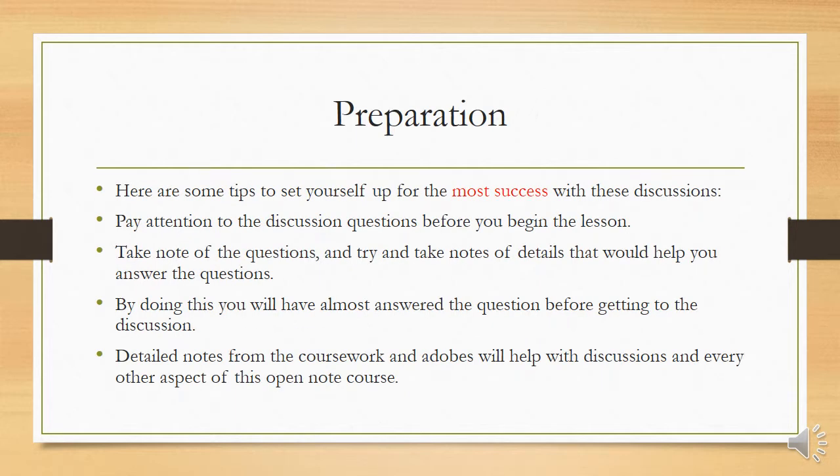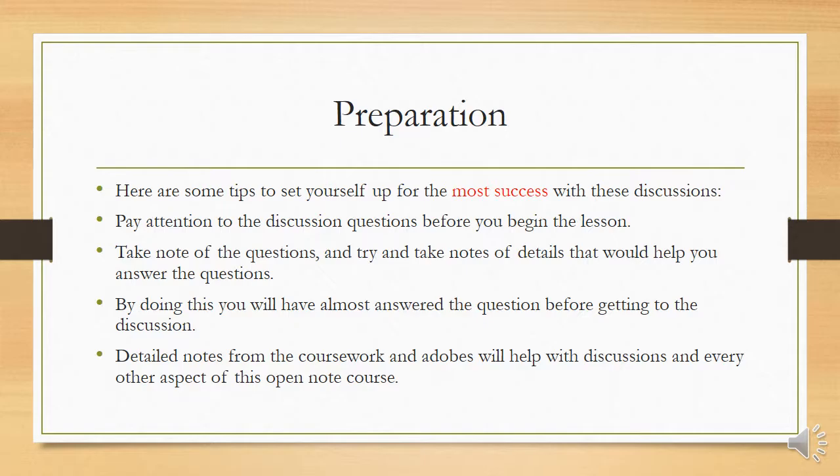So, preparation. Here are some ways to experience success with the discussion questions. Glance at the discussion questions before you begin the lesson. Take note of the questions. Try to take notes and details that will help you answer the question. It'll give you a goal when you're reading: where am I heading? What am I trying to get out of this? By doing this, most often you will have answered the question before getting to the discussion.